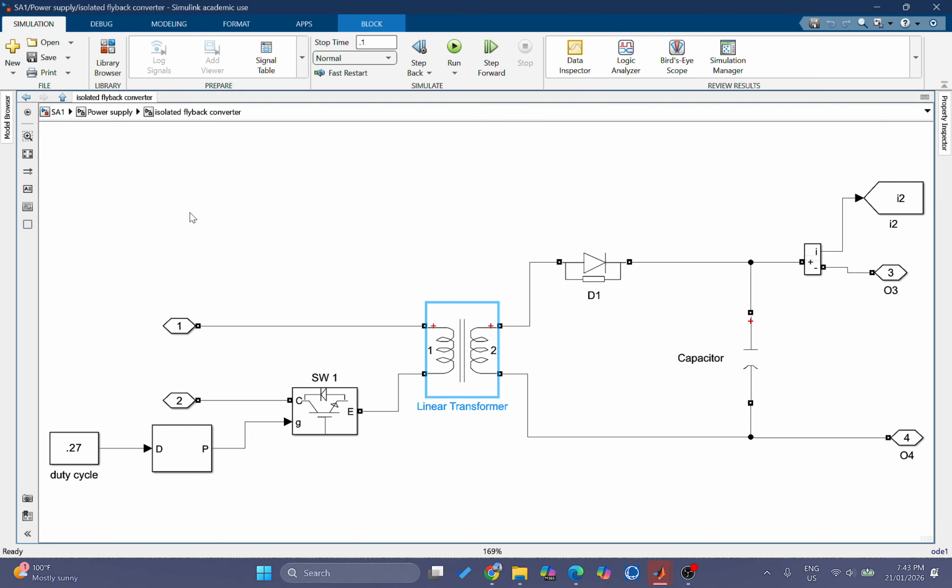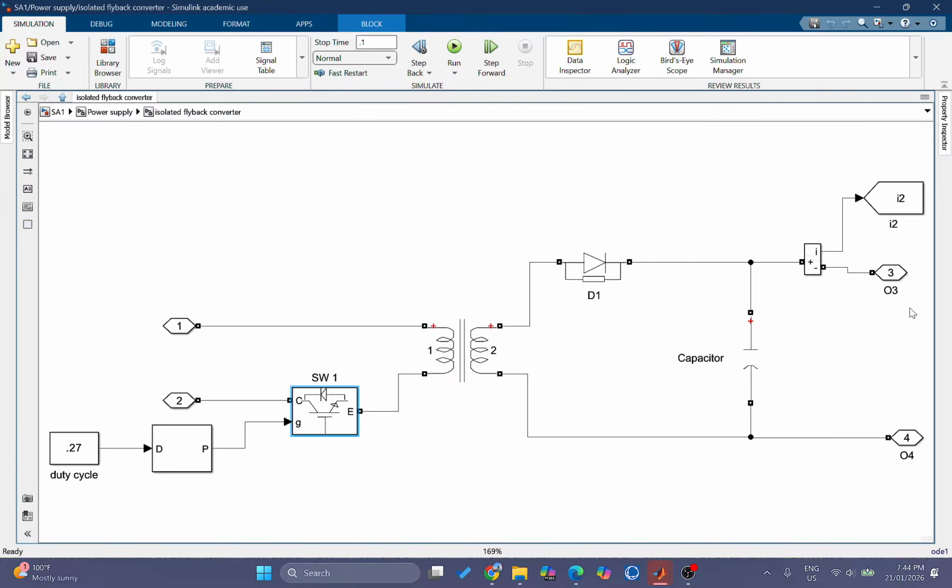And for the flyback converter, the secondary of the transformer is connected to the diode and a capacitor. And on the primary, we have a line connected to the primary, and an IGBT is connected to the primary side. And using the duty cycle and the PWM generator, it switches the input power provided.